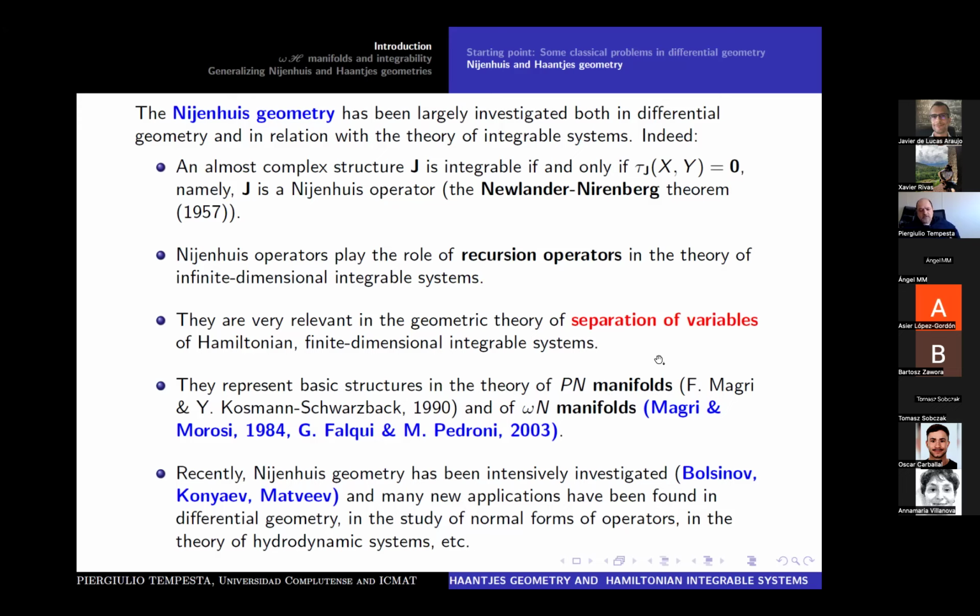And more recently, I would like to mention that Nijenhuis geometry has experienced a resurgence of interest because of the work of Bolsinov, Konyaev, Matveev, and some other collaborators, who published a series of papers on Nijenhuis geometry and many applications. In particular, they also studied normal forms for Nijenhuis operators, and more recently the theory of dynamical type systems. So I would say that there is increasing interest in this geometry, also from the point of view of applications. It was always important in standard differential geometry, but more recently also in applications.